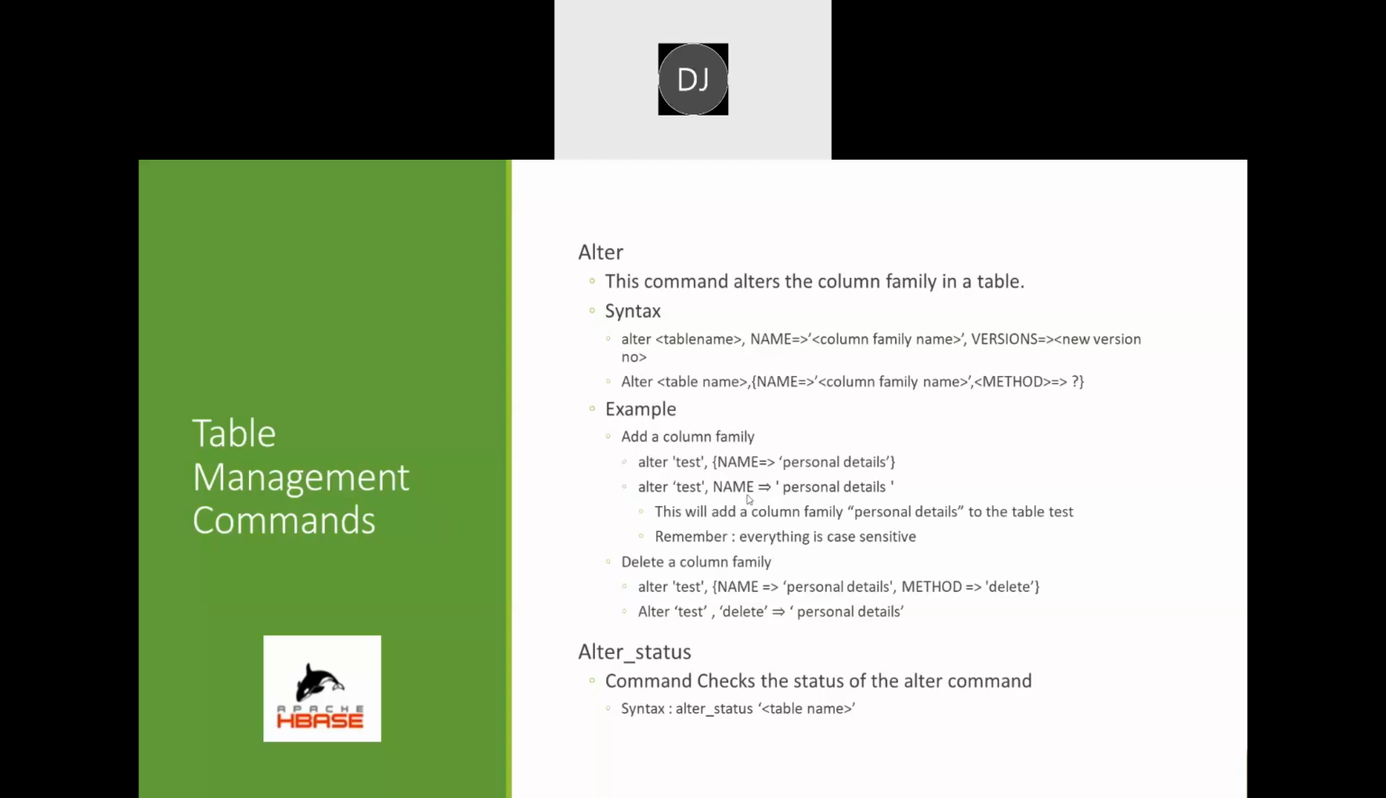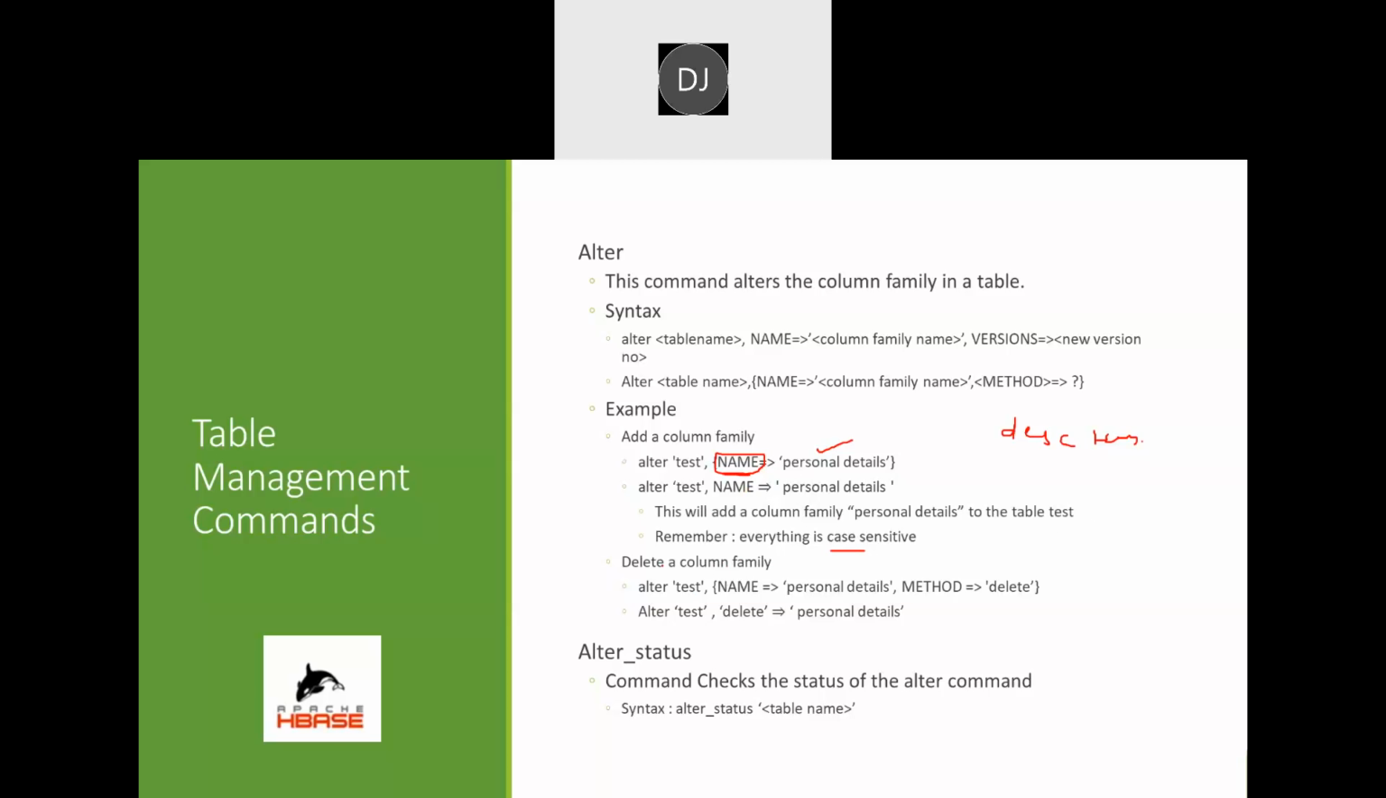Then to add a column family, this I have shown. A column family name you will pass in the name parameter, because if you describe the table and see, it will have an attribute and a value. That name is going to be your column family name, that you can change. This will add a column family personal details to the table test. Remember everything is case sensitive, so whatever attribute name you give should be case sensitive.